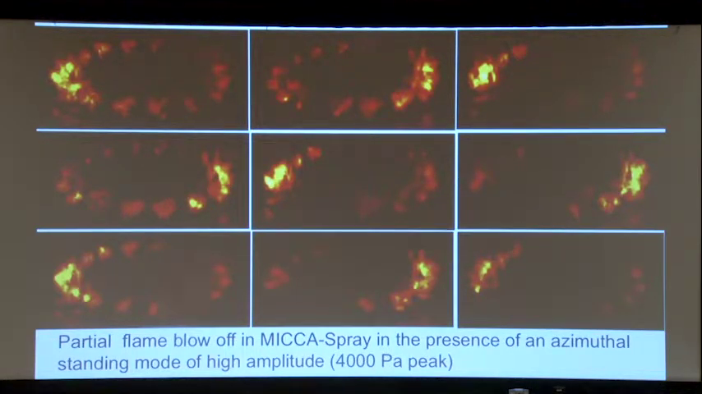It goes like that, sorry. It goes like here, and here you get extinction. You see, these are false colors, of course. The flames are blue, but it's easier to plot in red. And extinction is taking place when the level reaches about 4,000 pascals. So you need a very high level of pressure fluctuation.